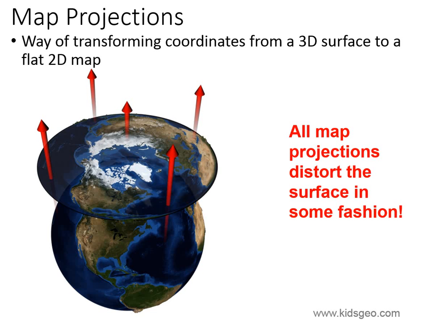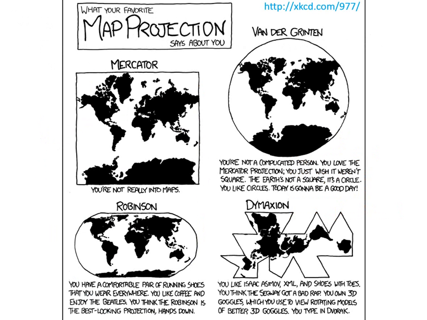What happened was we had some distortion, right? There's a cost to going from 3 dimensions to 2 dimensions, and that cost is distortion in one way or another. Every single map projection has distortion of some kind. And we'll talk about the different ways you can distort data.